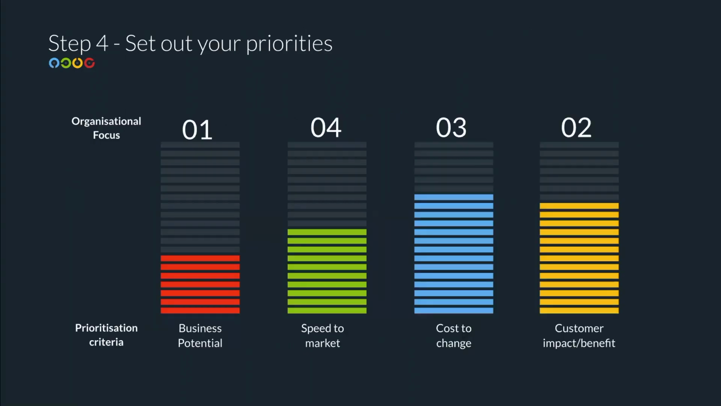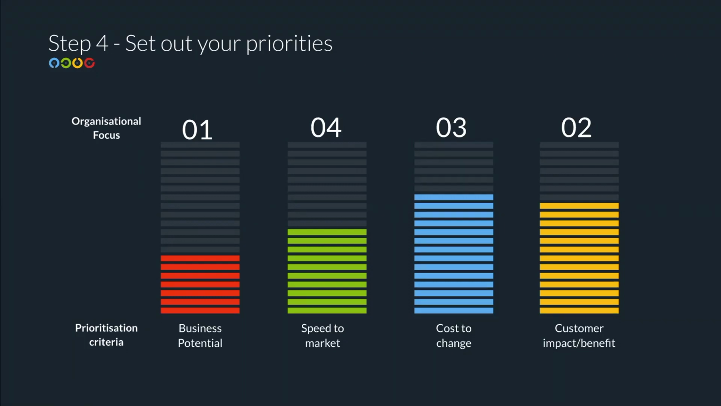Next up is setting out your priorities. There are many tests or candidates that you could potentially have, so you need a way of prioritizing the ones that are going to have the biggest impact. Outline what your criteria are. In this particular example, we've got business potential, and for us, that's revenue. Speed to market: how quickly can we create that test and bring it to life? How much is that going to cost us? What external resources or licenses do we need to make that happen if we're using specific software? And is there a benefit to the customer?